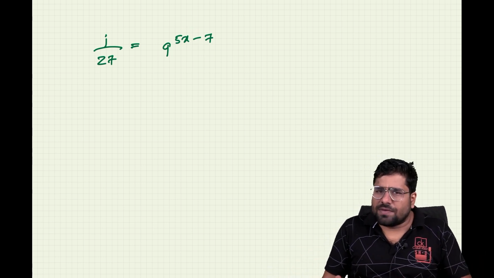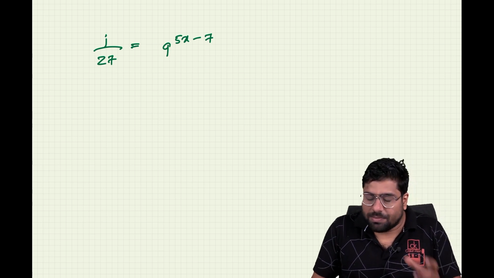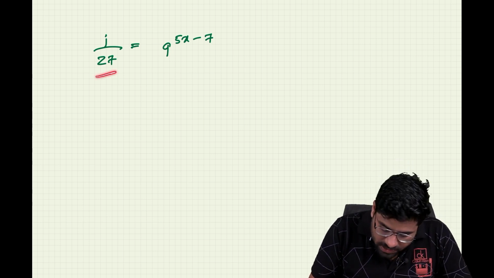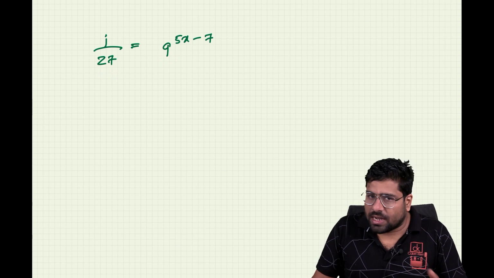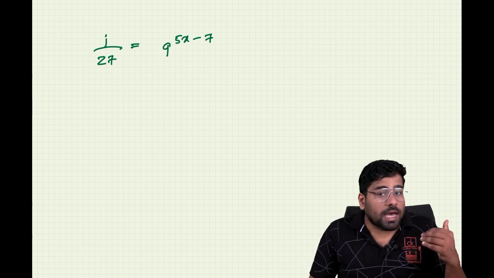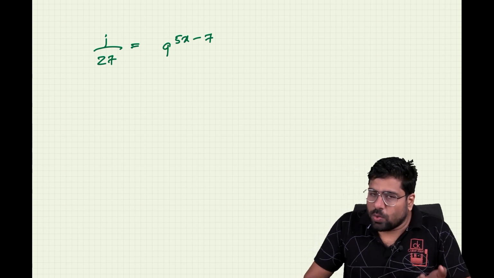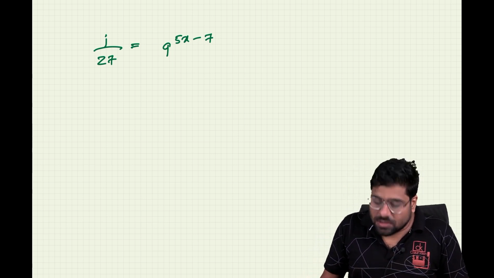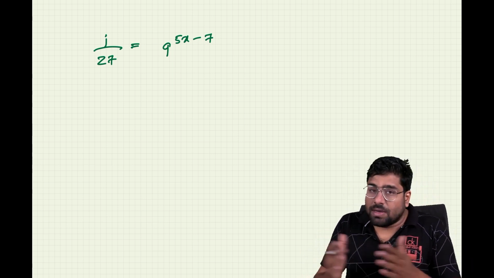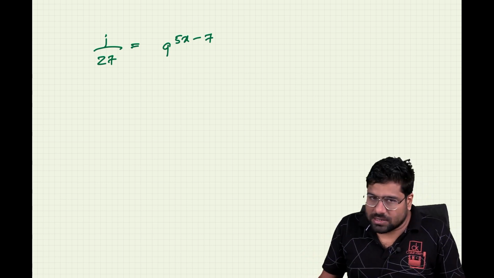For comparison of exponents, we know that the base should be the same. In order to bring the base to the same, you can see that the numbers right now are 9 and 27, and we know that 9 and 27 are actually connected to 3. So what we will do is convert the base into 3 so that we have the same base on both LHS as well as RHS. So let's try to do it.